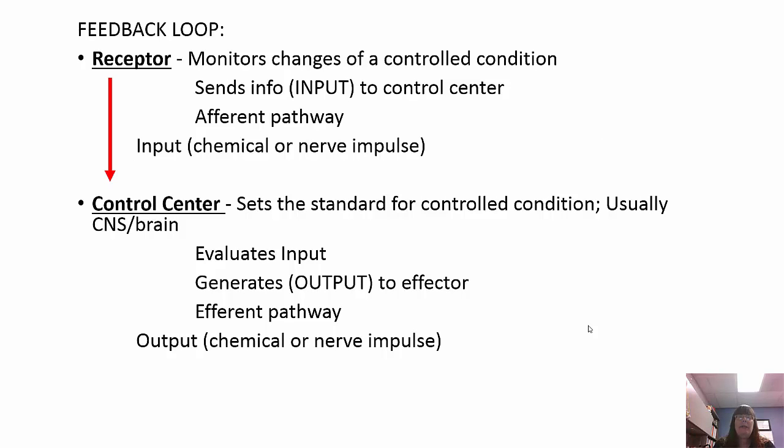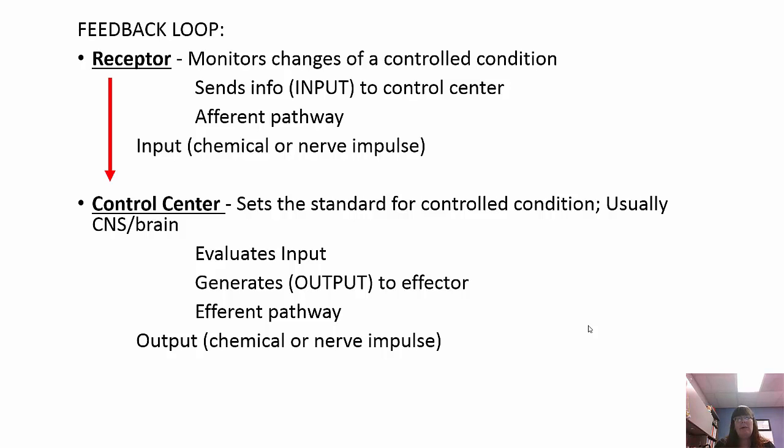So the feedback loop, the receptors are what monitor the changes. Once it picks up a change, it sends the information to the control center through an afferent pathway, so incoming pathway. The control center sets the standard for the controlled condition, so whatever it's supposed to be set at, it's going to evaluate that input, which is usually the brain or central nervous system, and then it's going to generate an output to the effector using an efferent pathway.